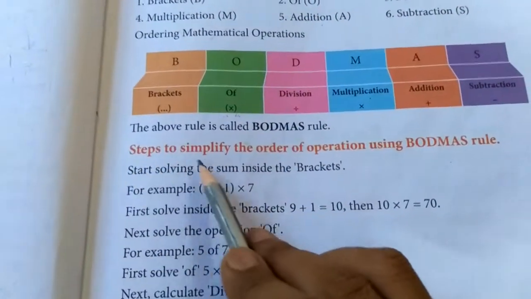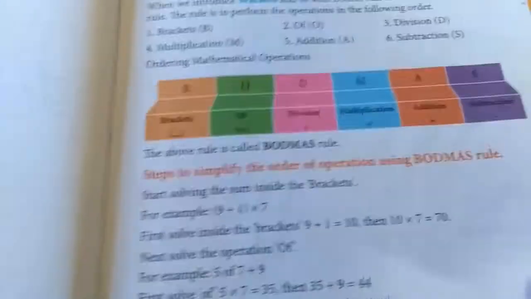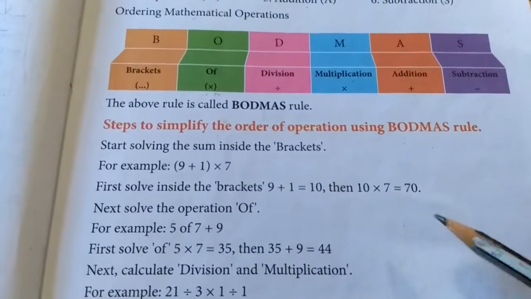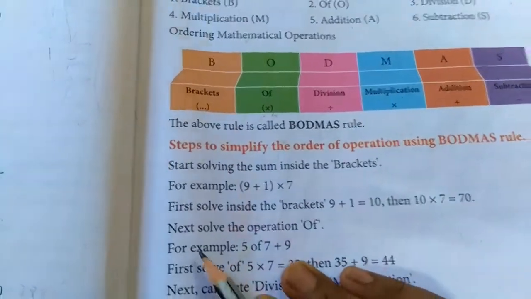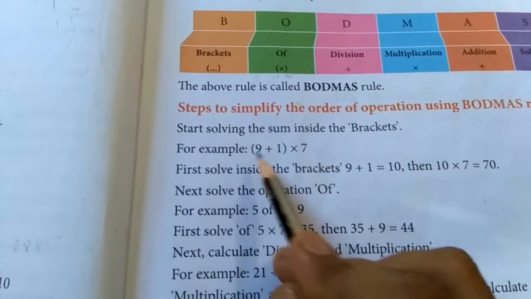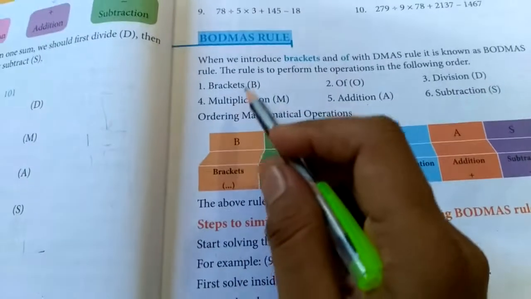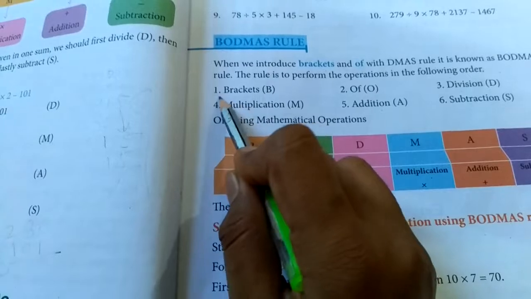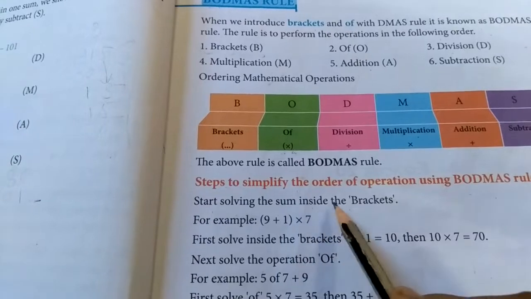Now, steps to simplify the order of operation using the BODMAS rule. Let's see what steps we are going to follow to simplify, to solve any particular question based on the BODMAS rule. We will understand it with the help of this example. Start solving the sum inside the brackets. That's what we have studied, that in the very first sequence we have to attempt the brackets part of the question. So start solving the sum inside the brackets.